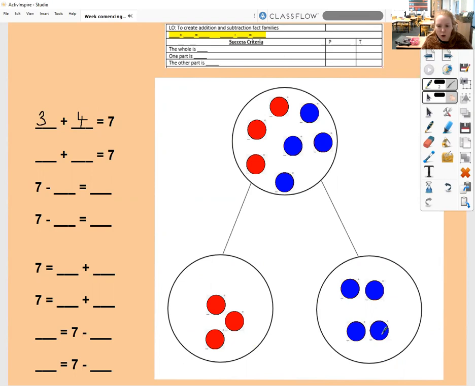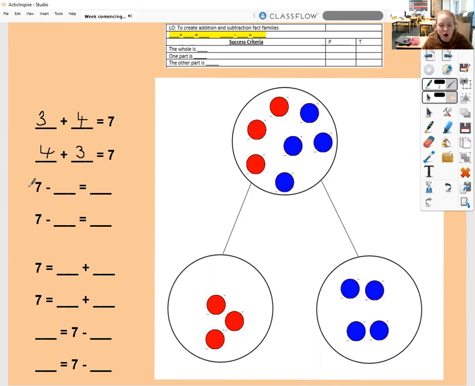So this time we're going to say one part, which is 4, plus the other part, which is 3, equals our whole, which is 7. Fantastic. So now we're going to look at another fact family, and this number sentence is a subtraction.